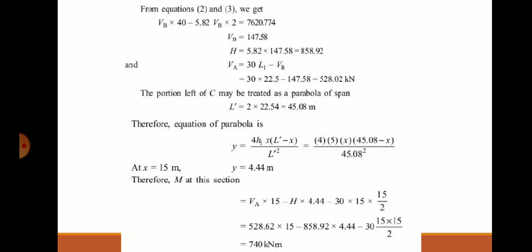So, h is 5, and substituting x is equal to 15, you will end up with y is equal to 4.44 meter. So, h is 5 meter, and the length is just treated as a complete parabola in order to evaluate what is y.